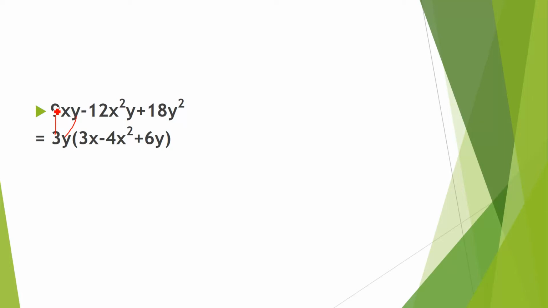So what is remaining in the parenthesis here? 3 times 9, and then x, 3x, because y we have taken as a common. Then is the minus sign, 3 times 4 is 12, we will write down x square as it is, because we didn't take x square common. So y, and then plus 3 times 6 is 18y, so this is the answer.